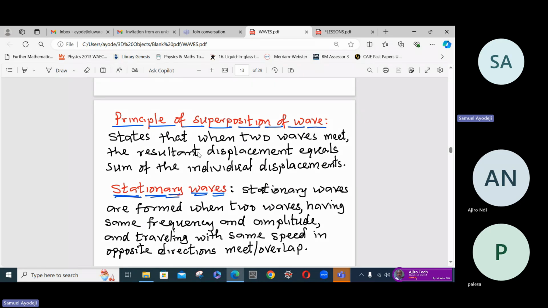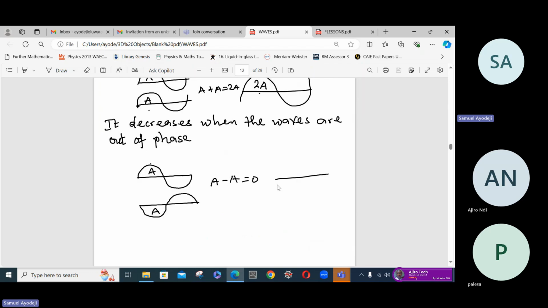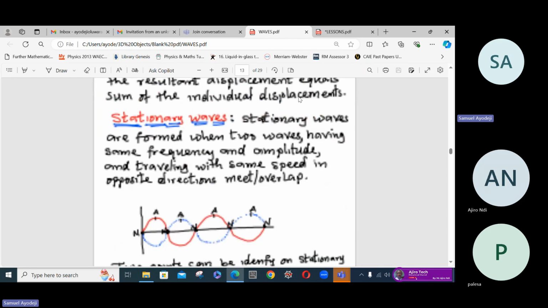Then the next thing: the resultant displacement equals the sum of the individual displacements. That's the key phrase there. That's the second mark. So when two waves overlap or meet or are superimposed, the resultant displacement equals the sum of the individual displacements. This is the resultant for this one, the sum of this and this one. So that's the principle of superposition of waves.